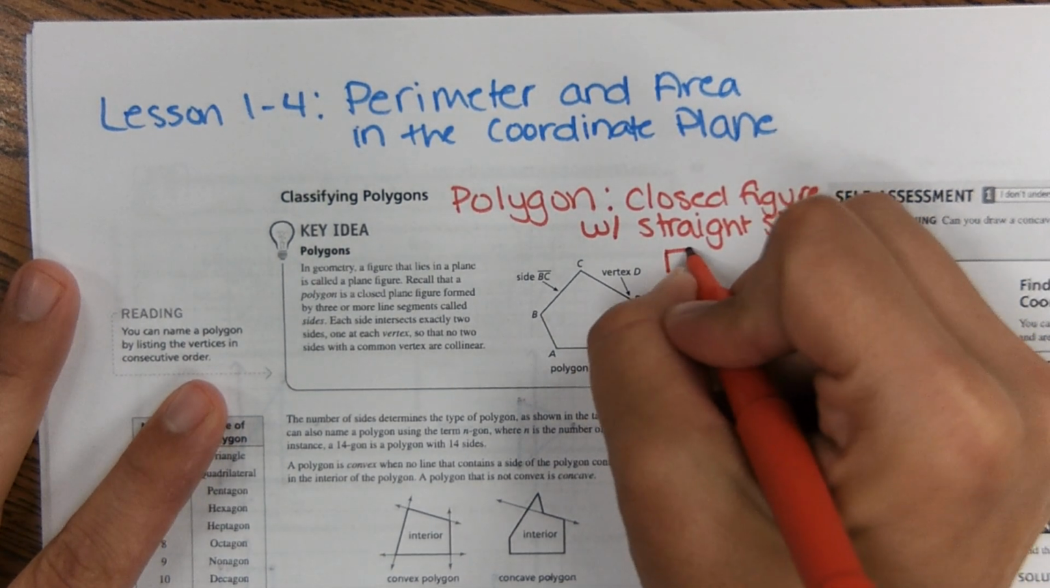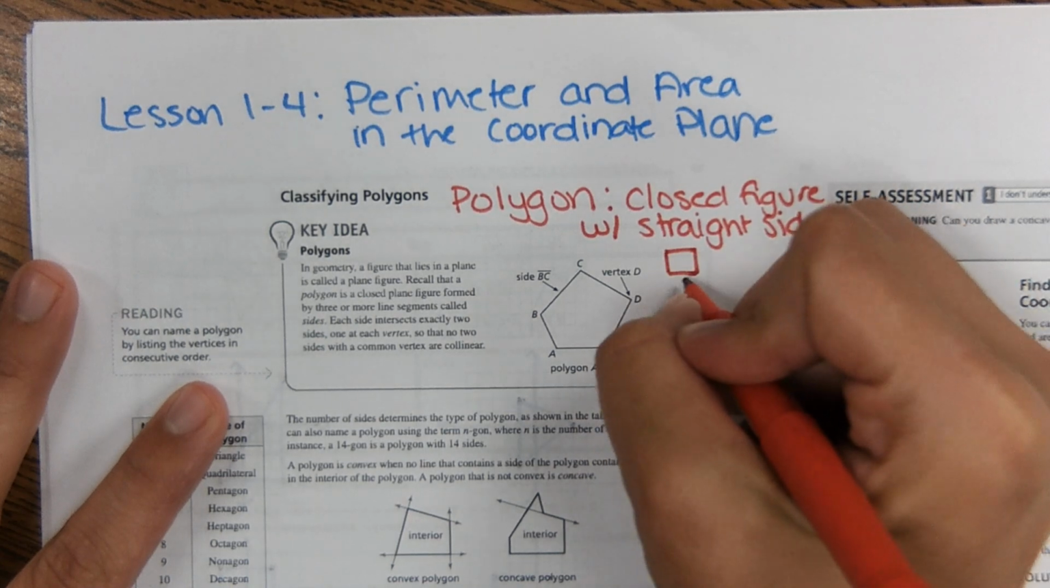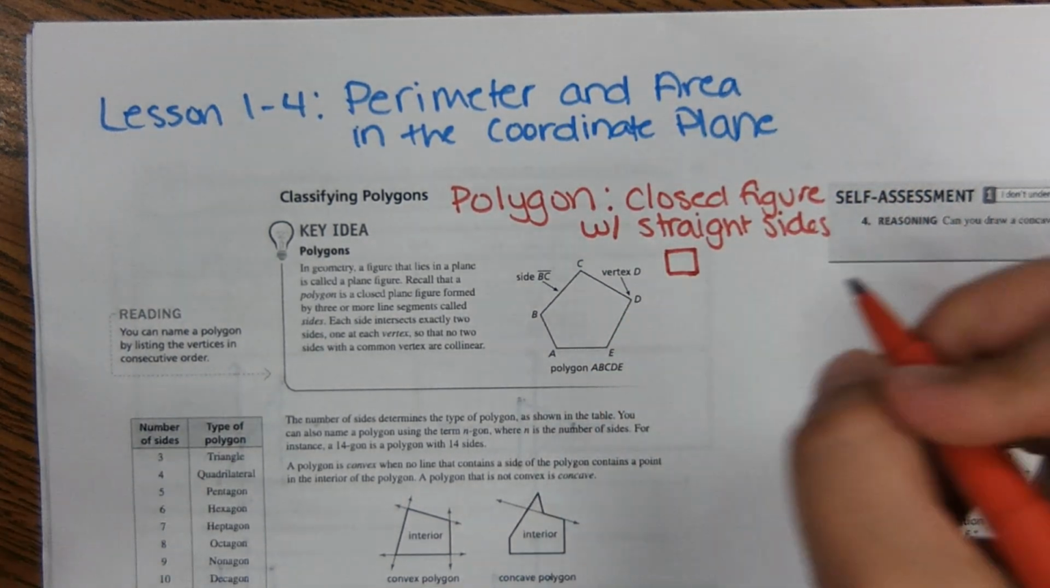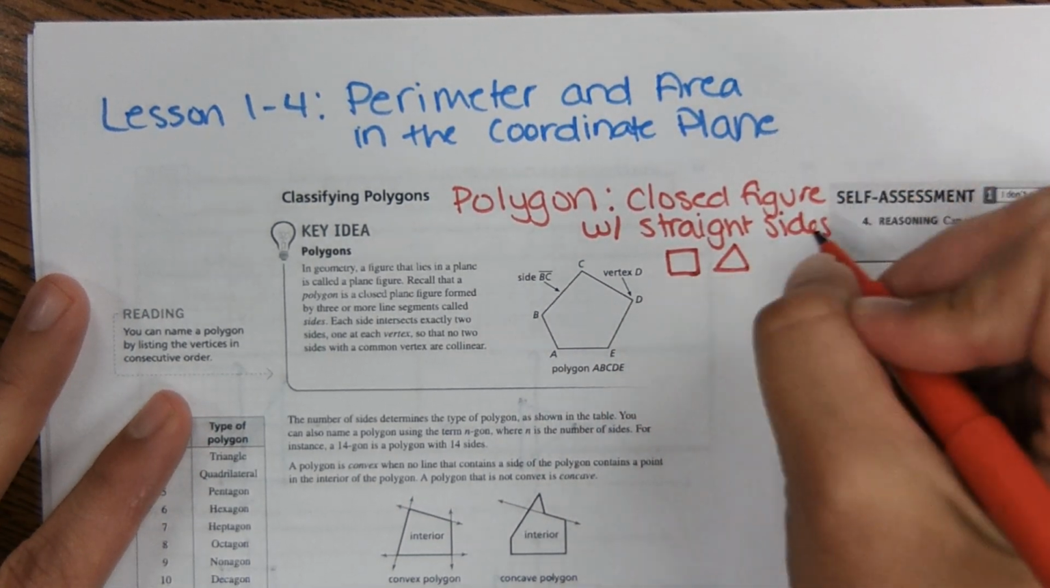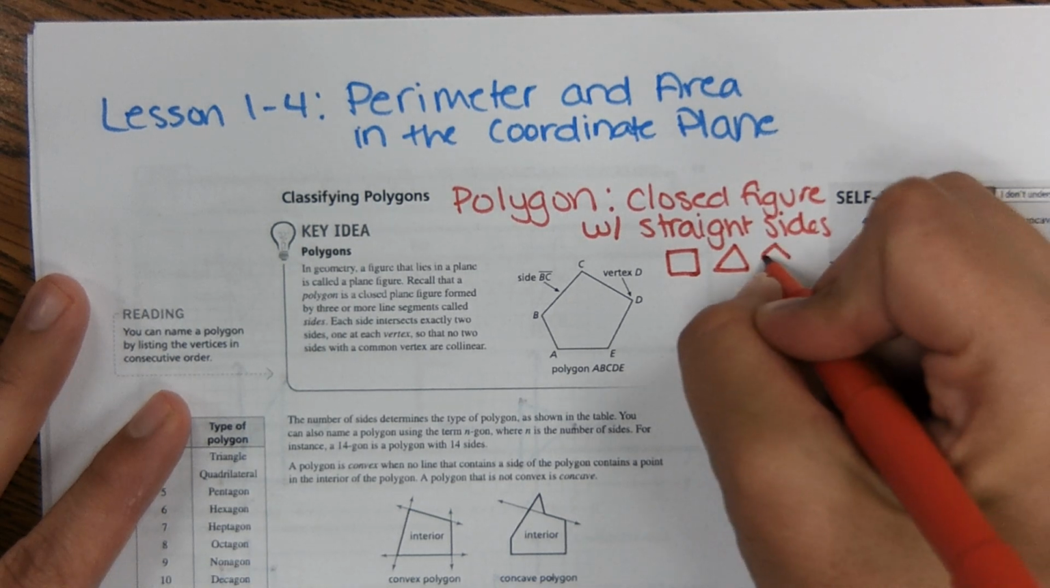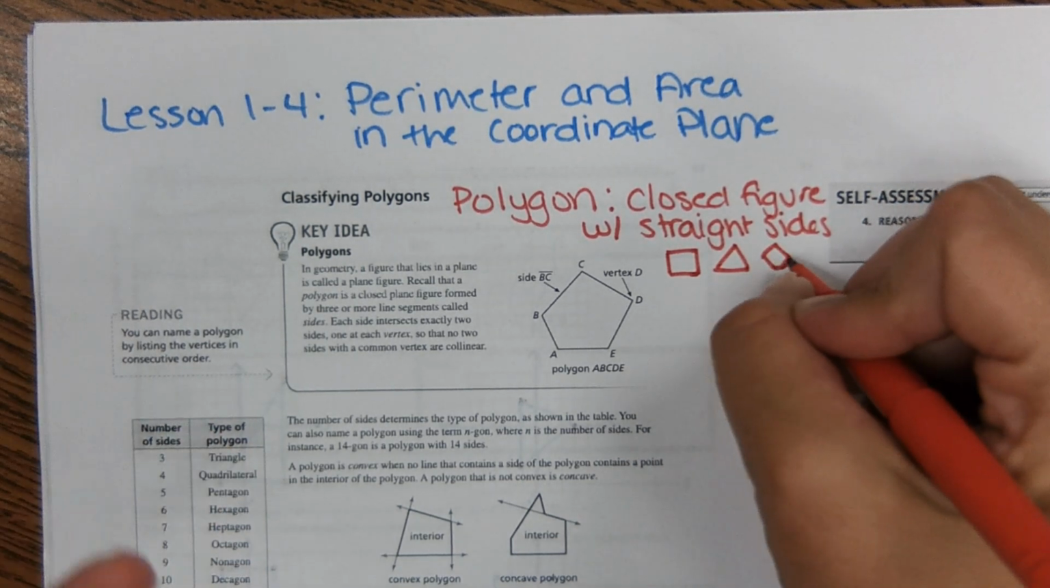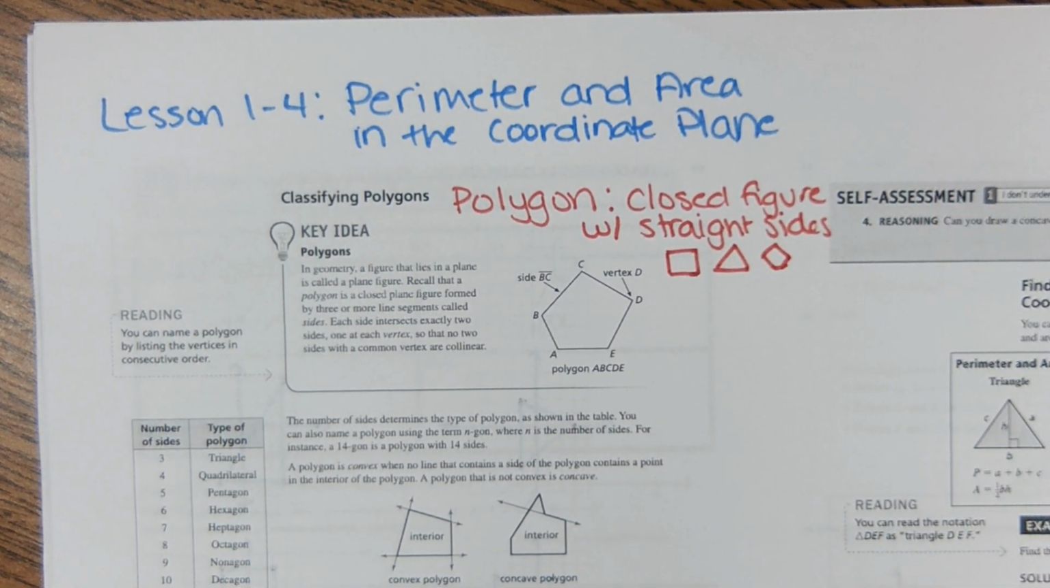Polygons are like a square. It has straight sides and it's closed, like all the sides connect to make a closed figure. Maybe a triangle, maybe a pentagon, 5 straight sides, they all connect. That would be a polygon.